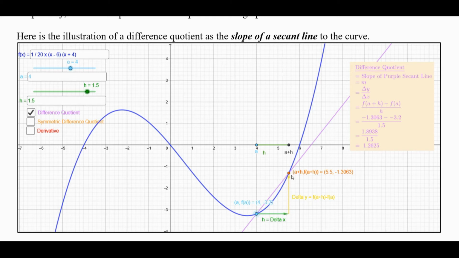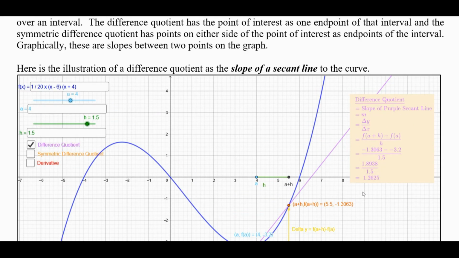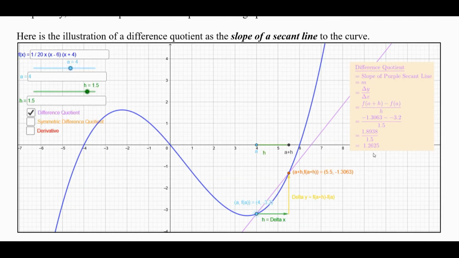It's the delta y is this yellow distance, delta x or h is this distance, divide those two, and we get the slope of that secant line, which is worked out in detail right over here, and it turns out to be 1.2625 is the slope of that little purple line.